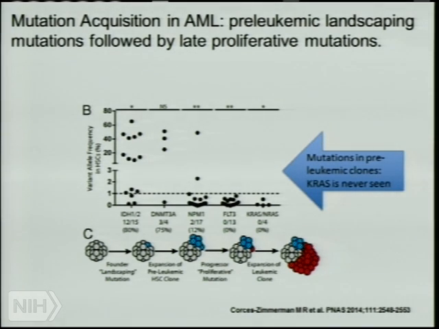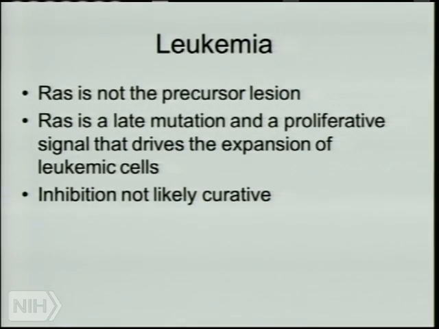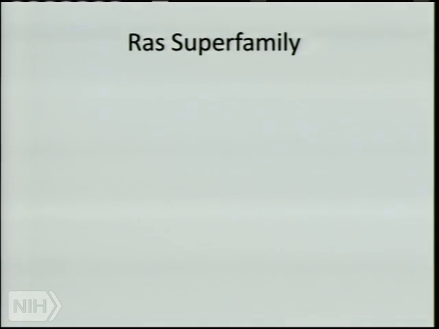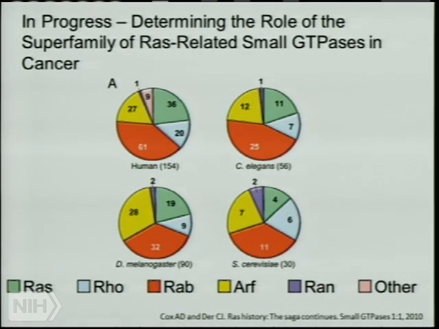So the current thinking in leukemia is that you have these founder landscape mutations, and then that expands, and then you get a proliferative mutation, and then that expands, and then you have frank acute leukemia. So that suggests, differently from what I said in pancreatic cancer, that RAS is not really the precursor lesion. You could get a great benefit, but you're probably not going to cure patients unless you can address the landscaping mutations.